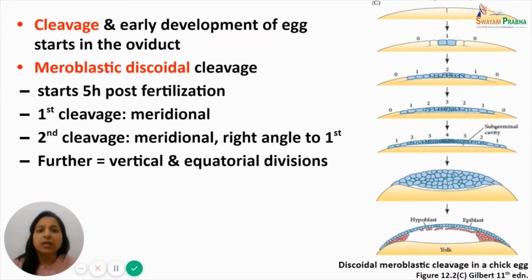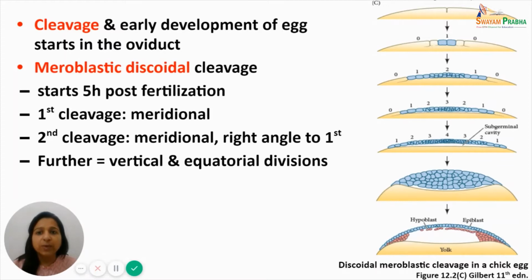Now, the cleavage and early development of the egg start in the oviduct while the fertilized egg is passing through it. What kind of cleavage occurs in the bird's egg? It is meroblastic discoidal in nature. That is because most of the cytoplasm is concentrated to one side of the ovum, while most of the ovum is covered with yolk.